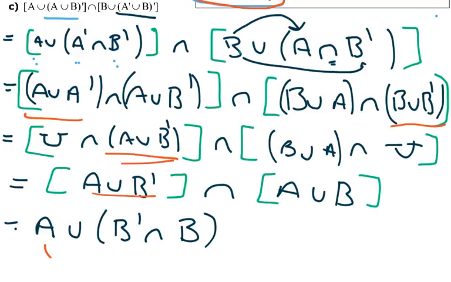A union B complement comes from applying the union here. A union B comes from applying the complement here. And they're separated by an intersection. So yeah, that's fine.